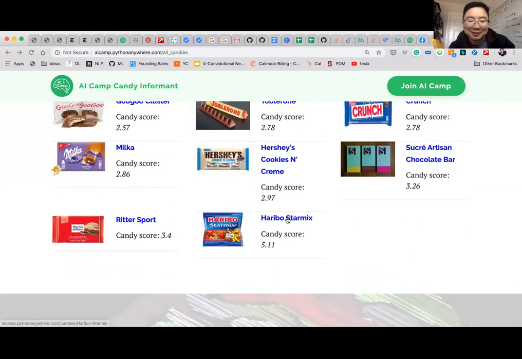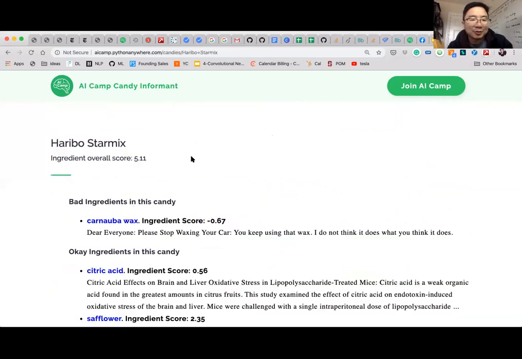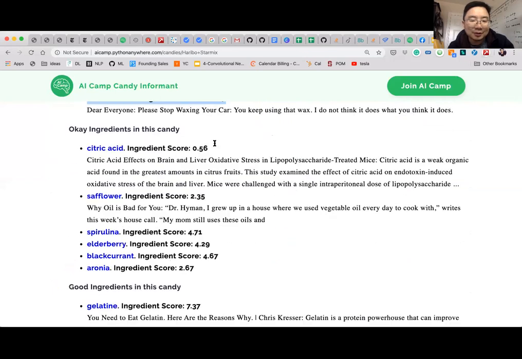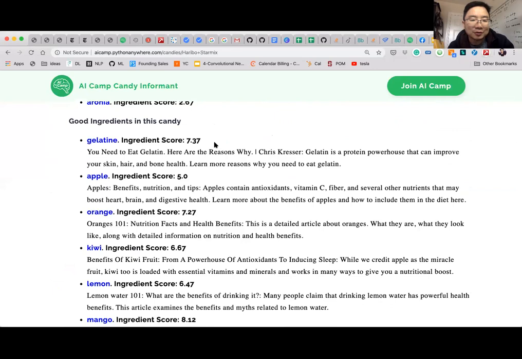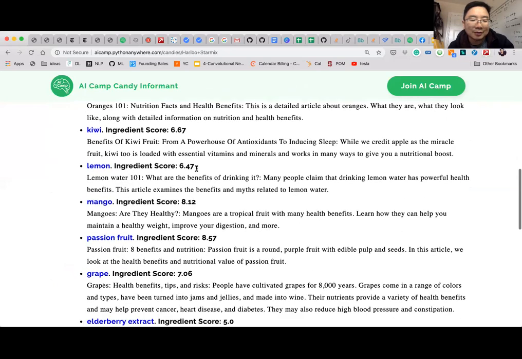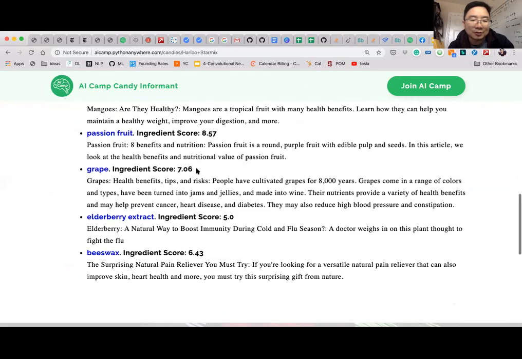The best one is this one. I don't know why it's really good. Let me take a look. So Haribo Star Mix. So the bad ingredients, there is only one. There's a whole bunch of okay ingredients. And then there's a whole bunch of good ingredients. Oh, look at that. It's basically a lot of these fruits. Oh, that's the reason why it's so good. You just get a lot of fruits.